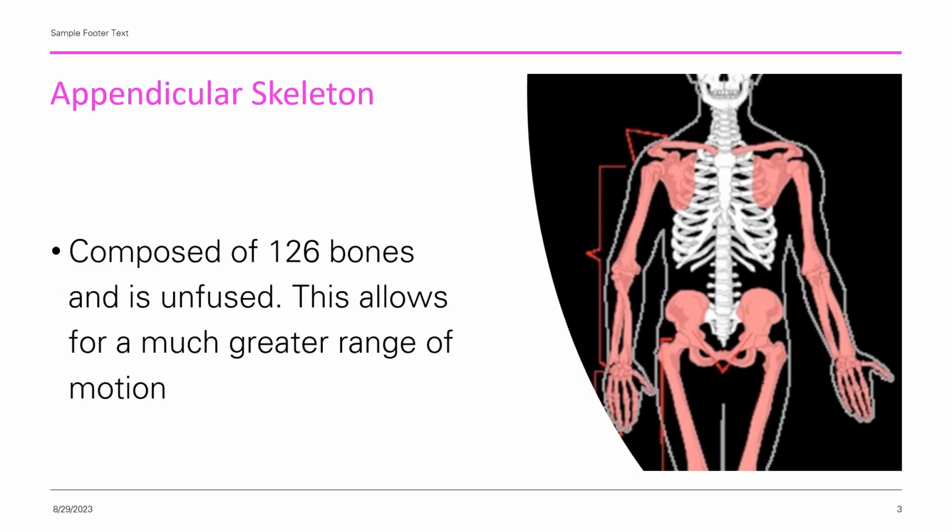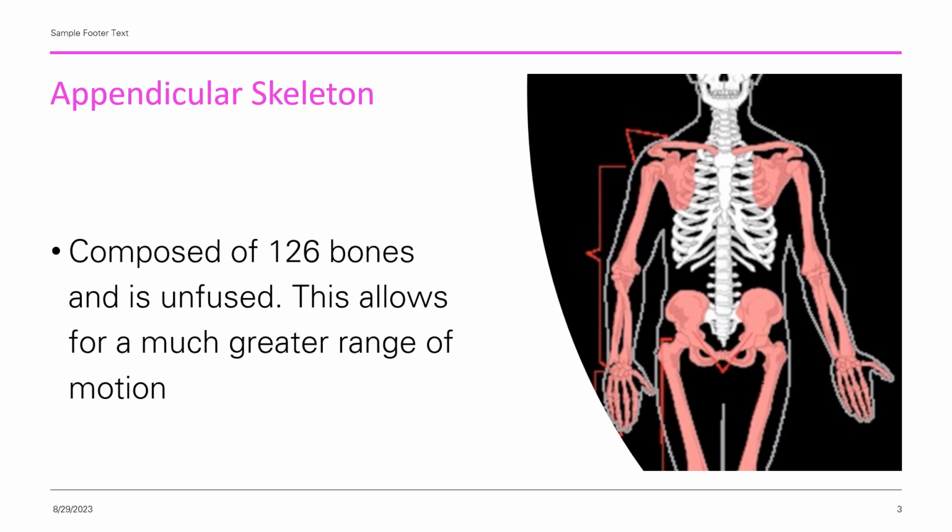So if we go on to the appendicular skeleton, this is composed of 126 bones. The appendicular skeleton includes the bones of the limbs, so the arms and the legs, and the bones that attach the limbs to the axial skeleton. It plays a significant role in movement and locomotion.